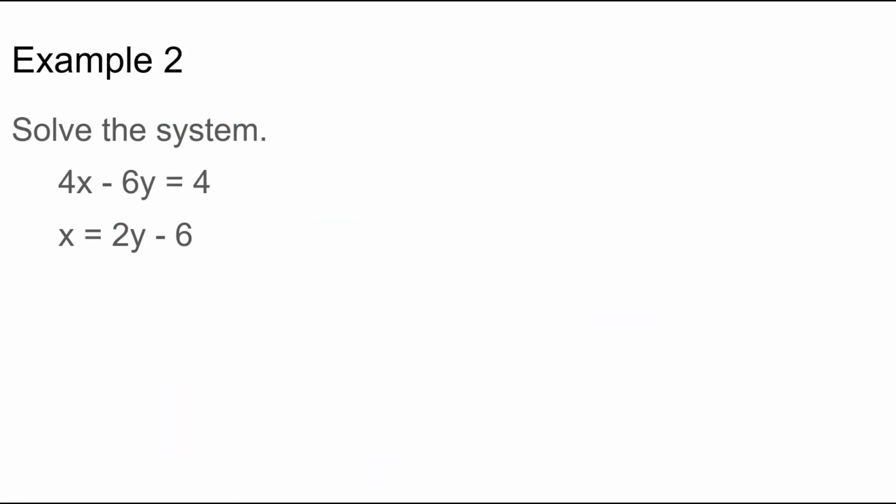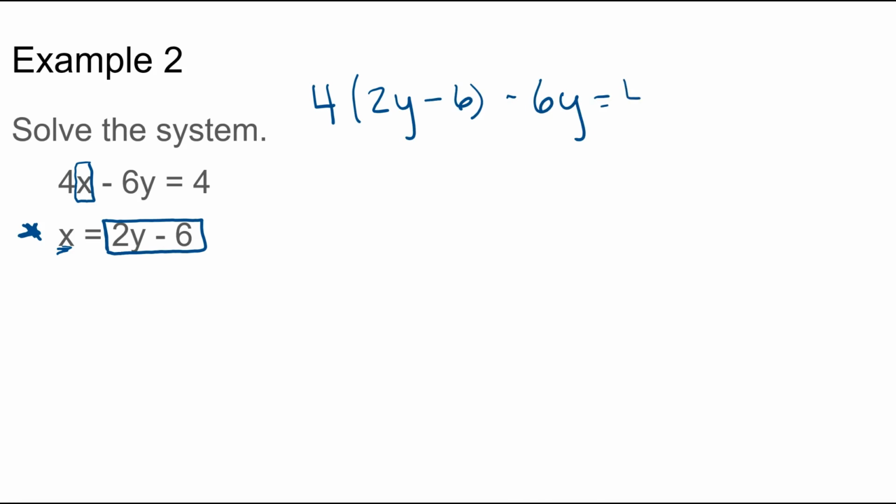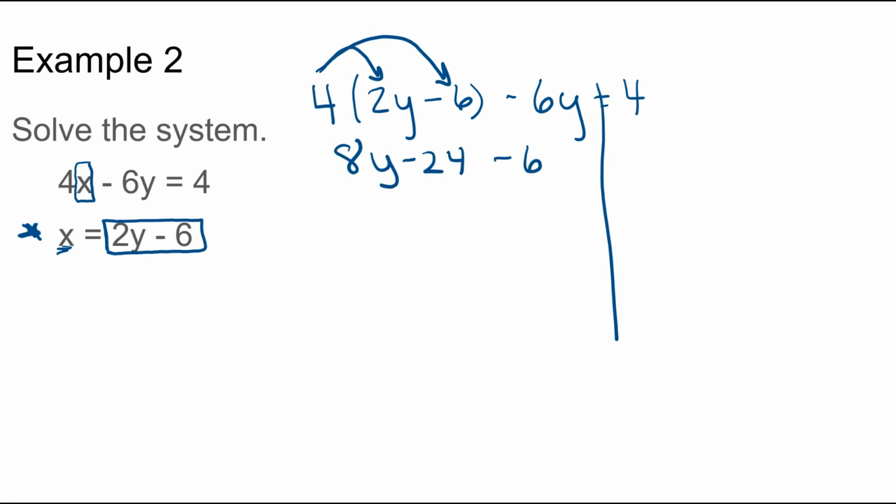So in this system, we have one equation that's set up for x equals. So I give that one a star, and everything after the equal sign gets a box. Now we're looking at x this time, so I'm going to box the x over here. And so I get to the 4, and then I replace with parentheses: 4(2y minus 6) minus 6y equals 4. Draw my equal sign line. We're going to distribute that 4 into both terms. So we get 8y minus 24 minus 6y equals 4.